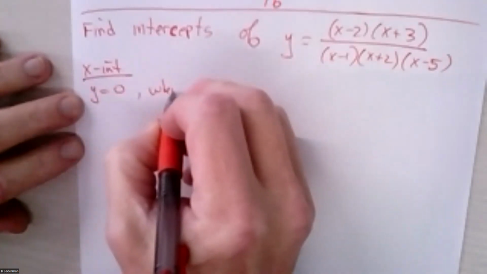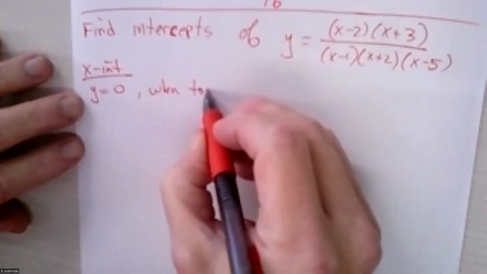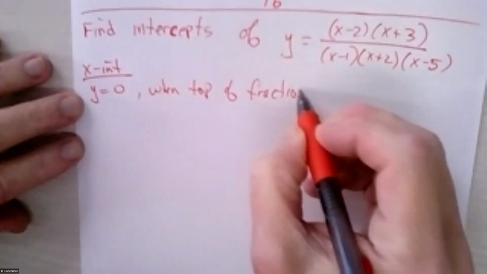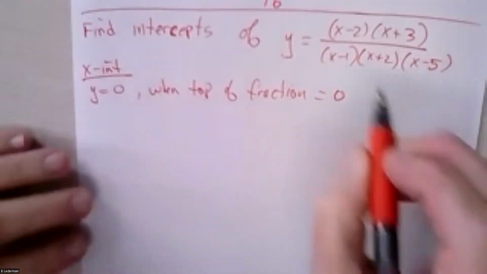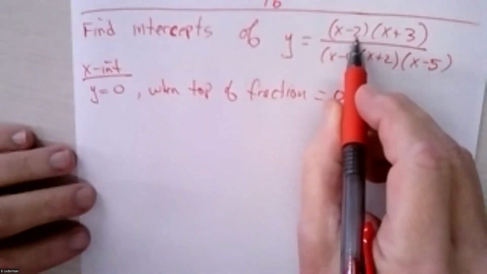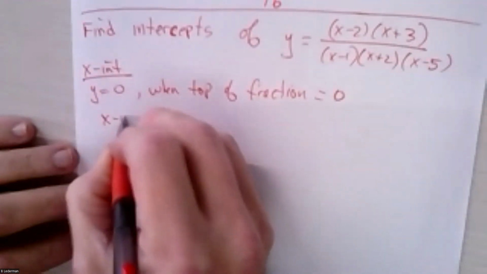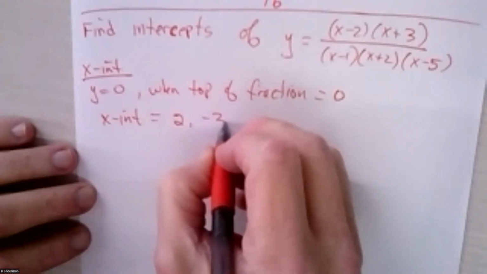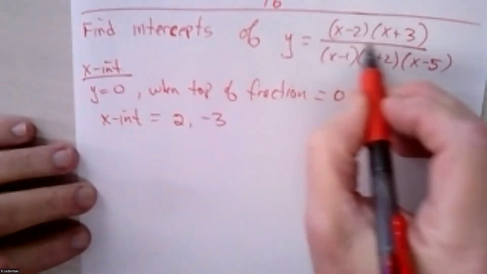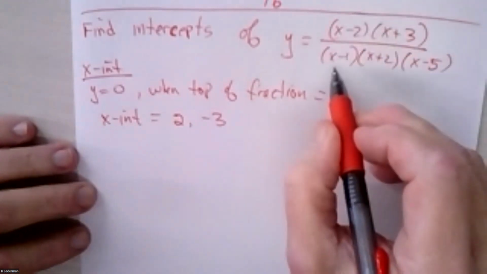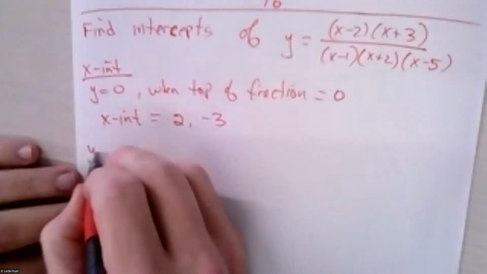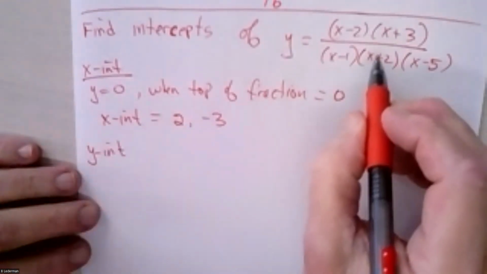And that happens when the top of the fraction equals 0. And in this case, it's going to happen when x equals 2 or x equals -3. So the x-intercepts are going to be +2 and -3, because it's only when the top of the fraction becomes 0 that the function y becomes 0.